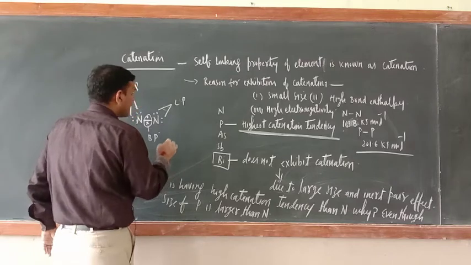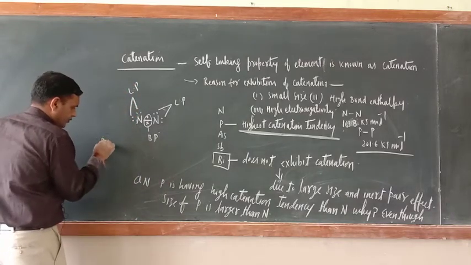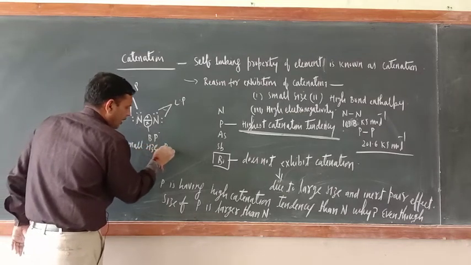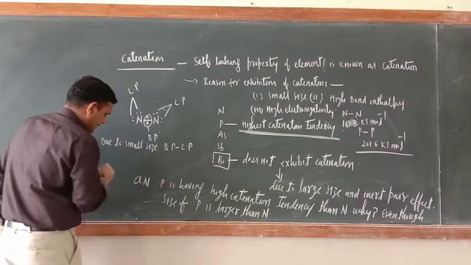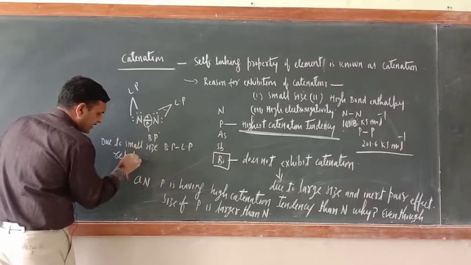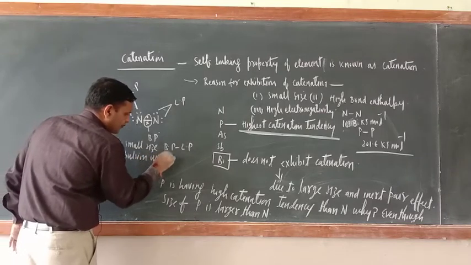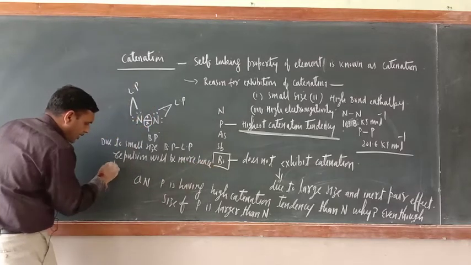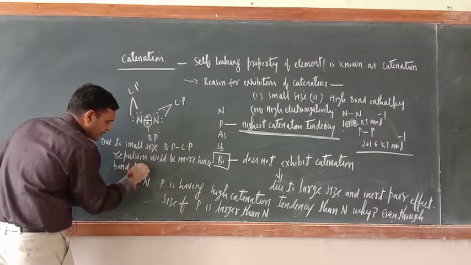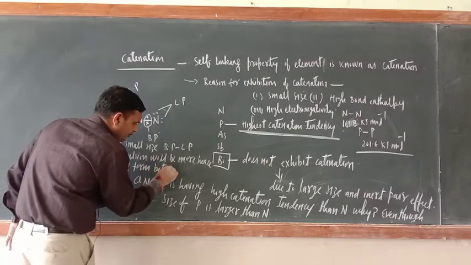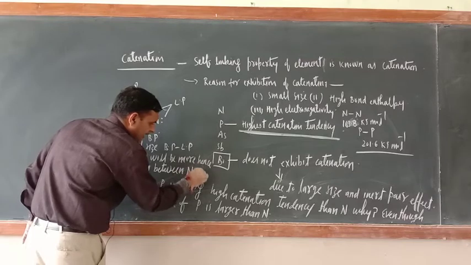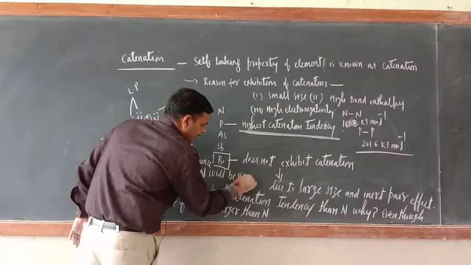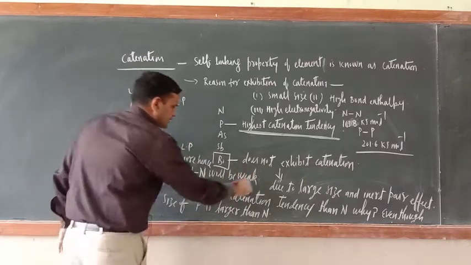Here you can write, due to small size, bond pair, lone pair, repulsion will be more. Hence bond formed between N and N will be weak. Okay, will be weak. That is why what is there?